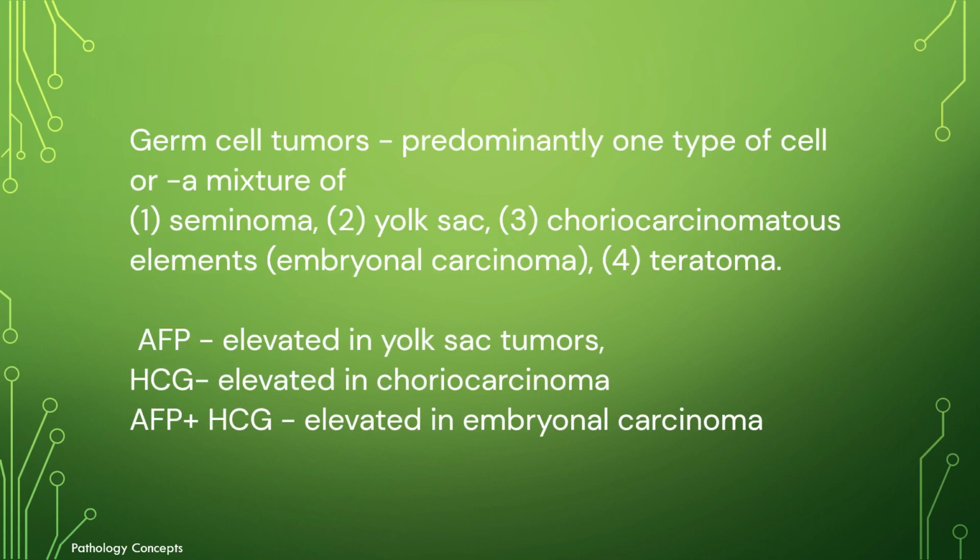Germ cell tumors may be predominantly one cell type or may be a mixture of seminoma, yolk sac, choriocarcinomatous elements and teratoma. The serum concentration of AFP is elevated in yolk sac tumor, whereas human chorionic gonadotropin is elevated in choriocarcinoma. Both are elevated in embryonal carcinoma.